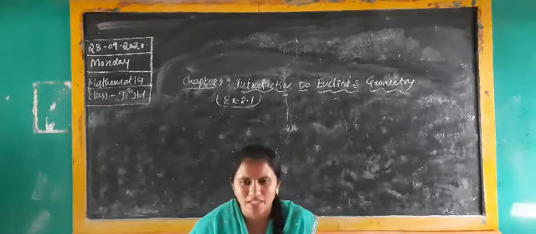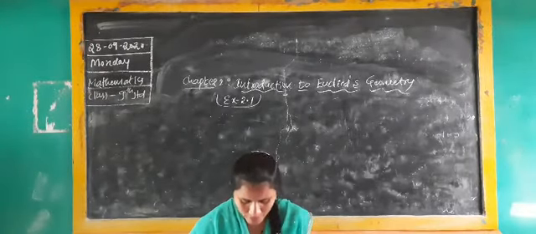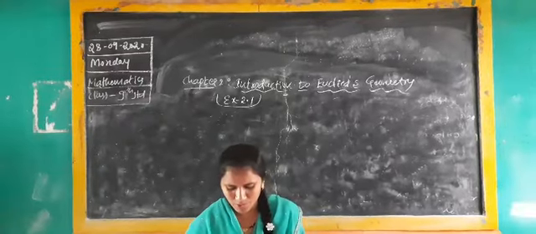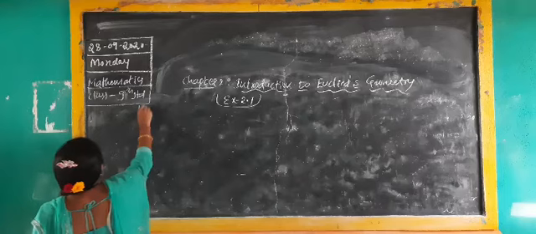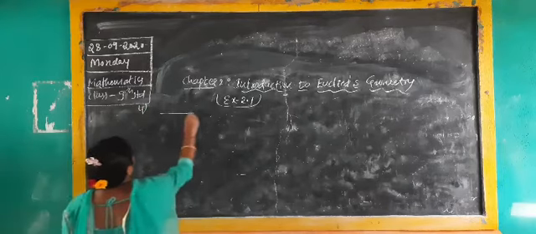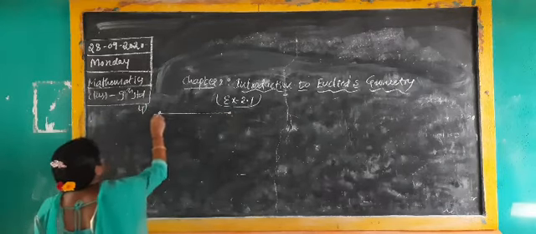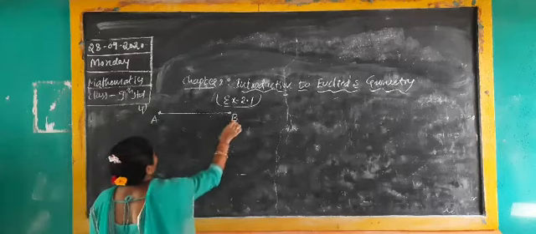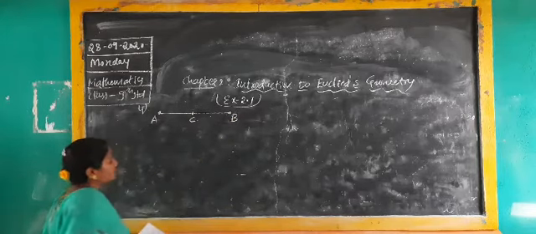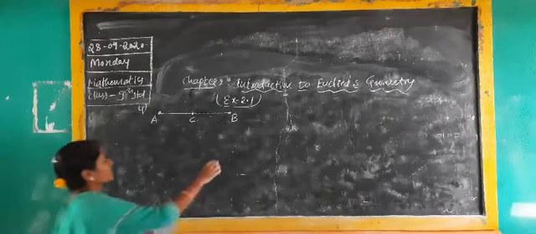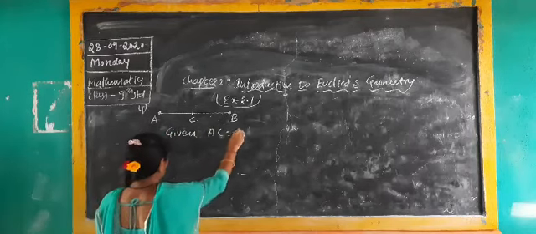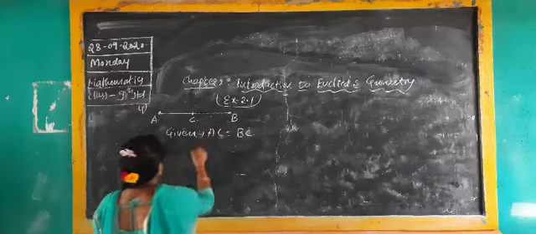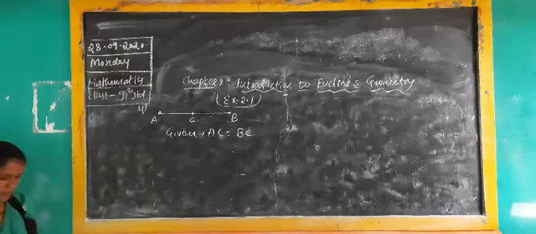Here they are not given anything, just the proof. If a point C lies between two points A and B, draw the diagram. Draw a straight line AB, and C is the midpoint of AB. Okay, write down given: what they are given, AC is equal to BC.